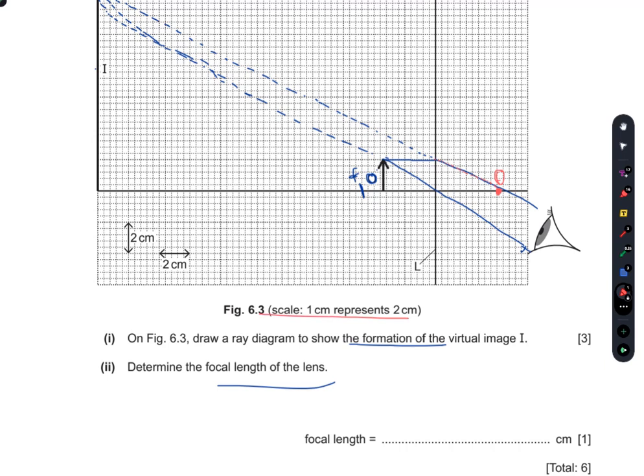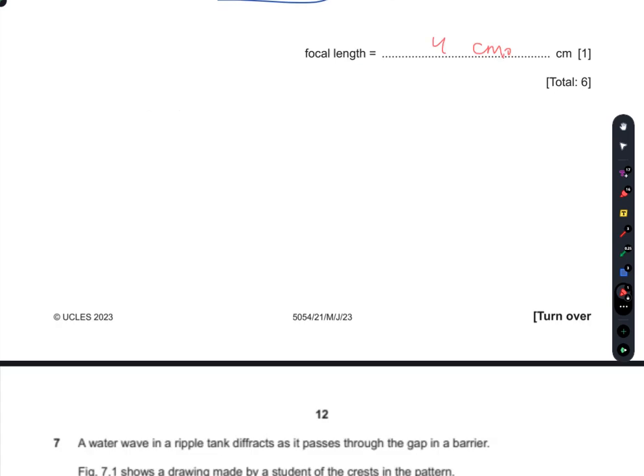One, two, three, four, five. Five boxes means 2 centimeters. So you have 2, 3, 4, 5, 6, 7, 8, 9, and 10. So you have 10 boxes in total. So you will get 4 centimeters here. So the focal length of the lens is 4 centimeters.